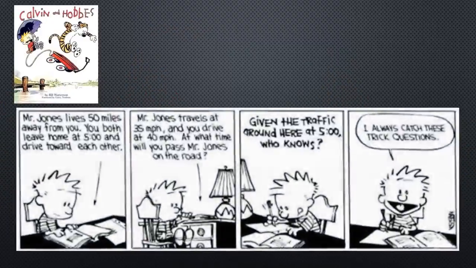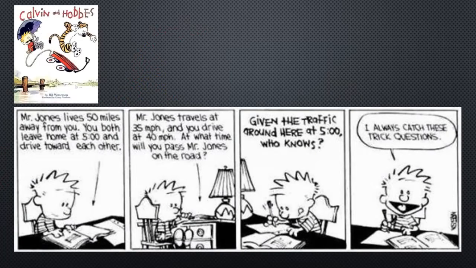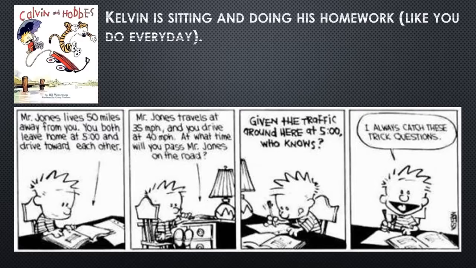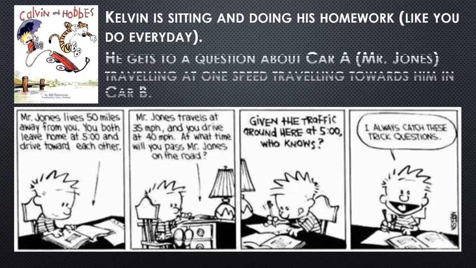Calvin is sitting and doing his homework. He gets this problem. Mr. Jones lives 50 miles away from you. You both leave home at 5 and drive towards each other. Mr. Jones travels at 35 miles per hour and you drive at 40 miles per hour. At what time will you pass Mr. Jones on the road? Well, Calvin, always being witty and funny, thinks given the traffic conditions, who knows?